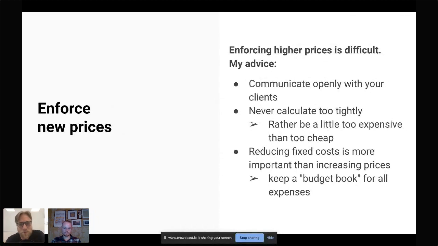And sometimes, of course, a huge potential is always within the costs. So just track your costs, because sometimes reducing fixed costs will help you a lot more and will bring you way more margin than increasing 10% in your hourly rate, for example.